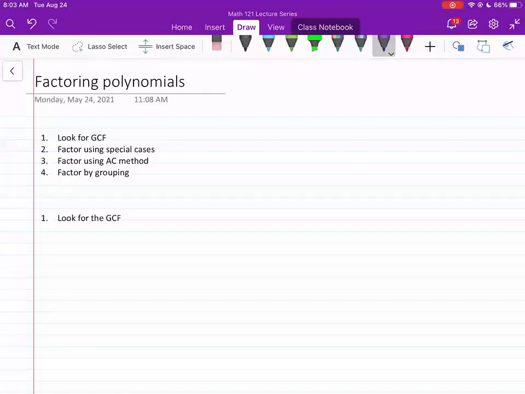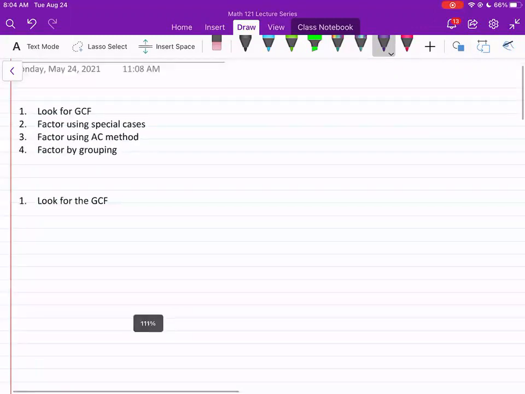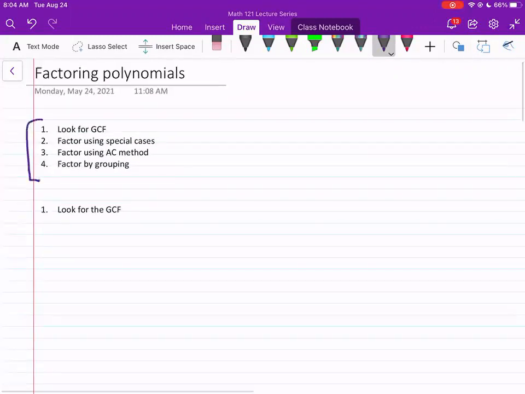One of the most important things you need to be able to do with polynomials is factor them. And in this video, we'll be looking at how to factor based on the number of terms that are in the polynomial. These are the steps we're going to follow.